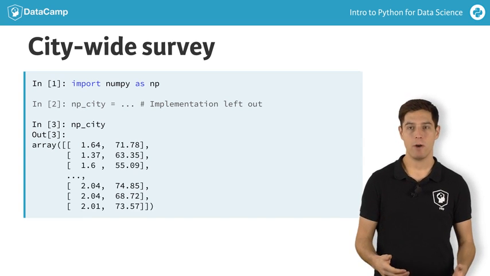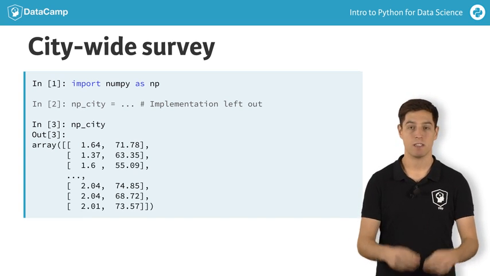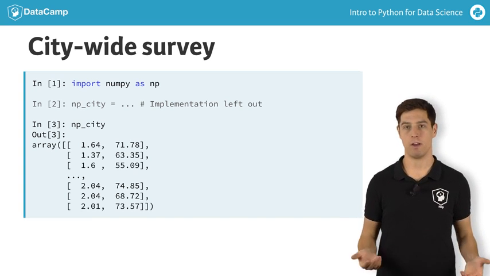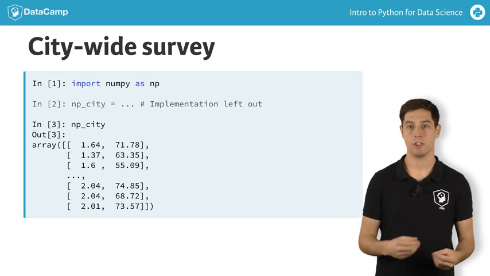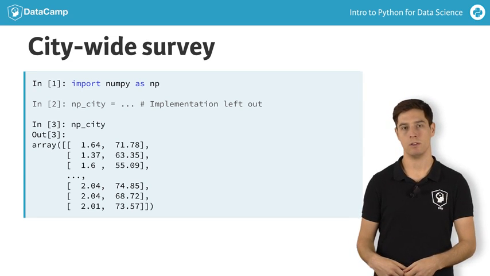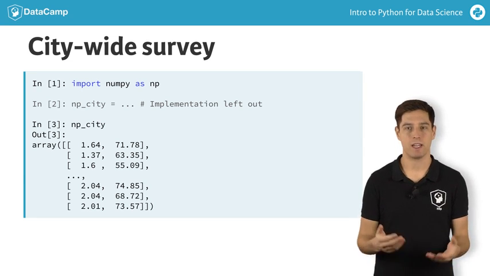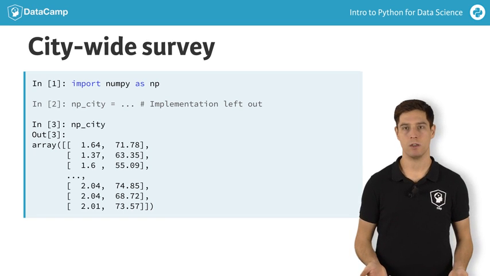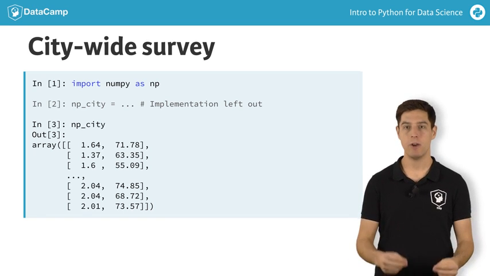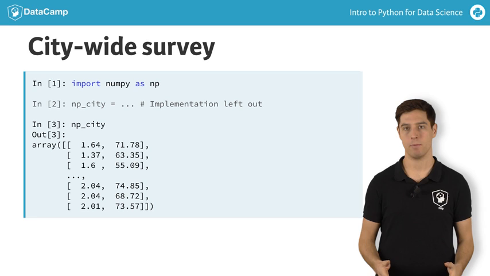A 2D NumPy array, which I named np_city, that has 5,000 rows, corresponding to the 5,000 people, and two columns, corresponding to the height and the weight. Simply staring at these numbers like a zombie won't give you any insights. What you can do, though, is generating summarizing statistics about your data.